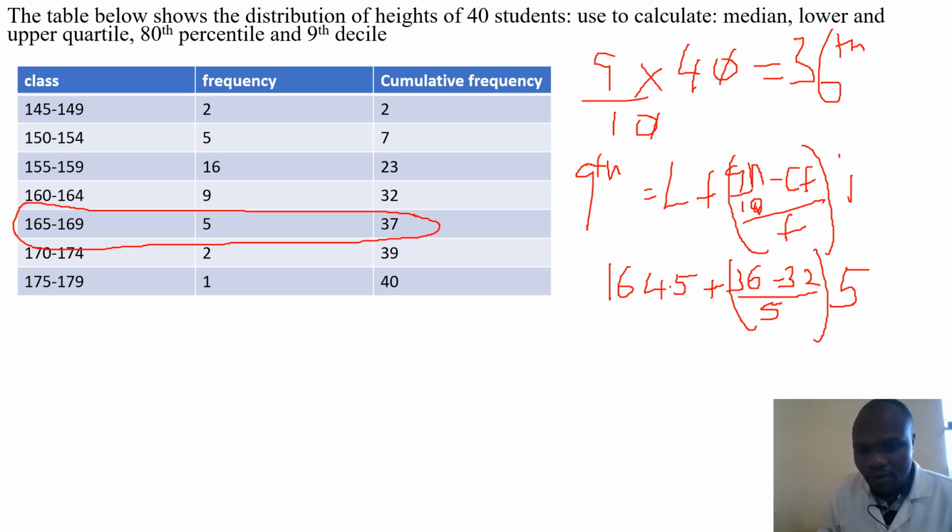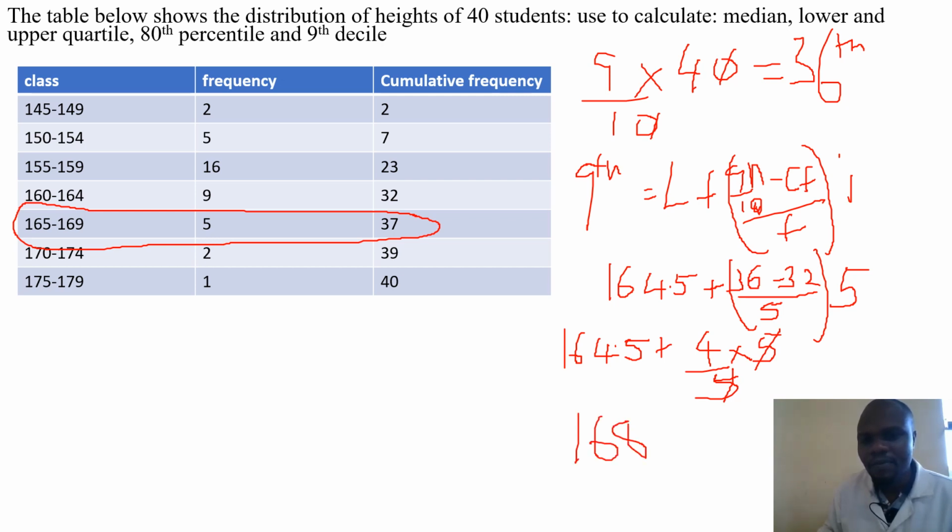So in this case, I'm going to have this one being 164.5, then plus, if I divide this, becomes 4 out of 5, then times 5. And I can cancel this 5 and this, so I'm left with 4. So if I add 164.5 added to that, I get 168.5. So this becomes my 9th decile of that data.